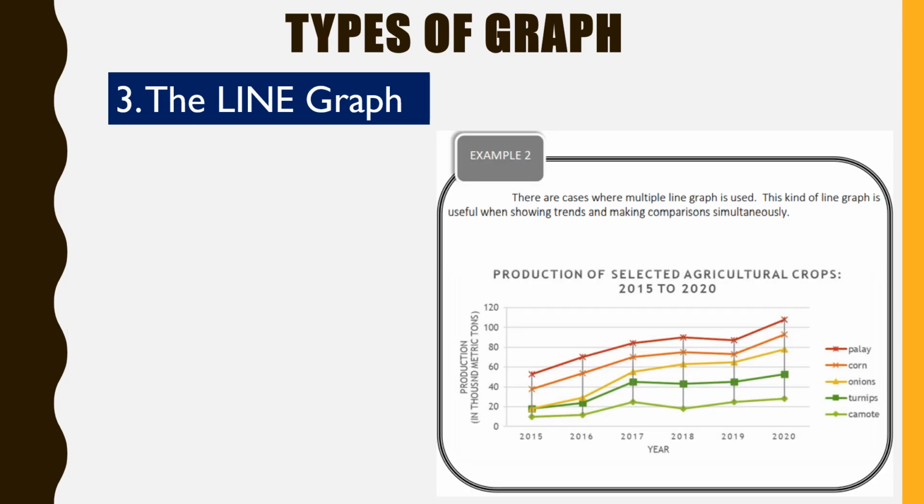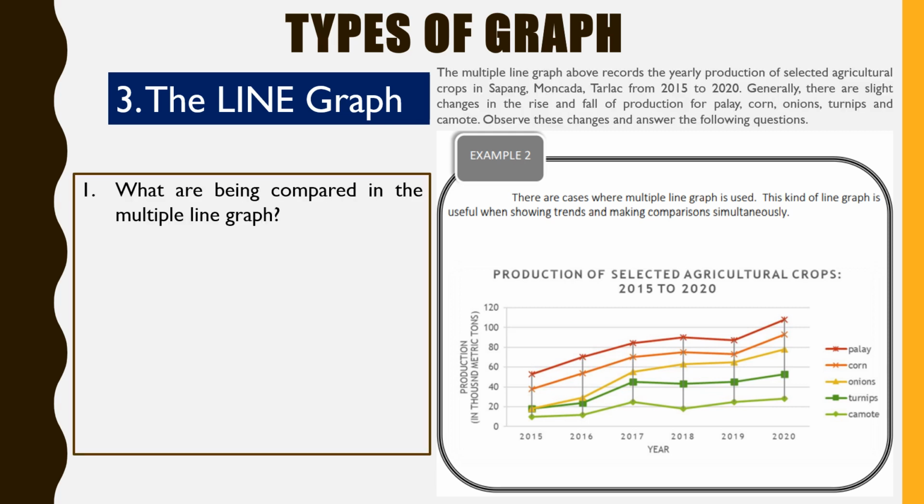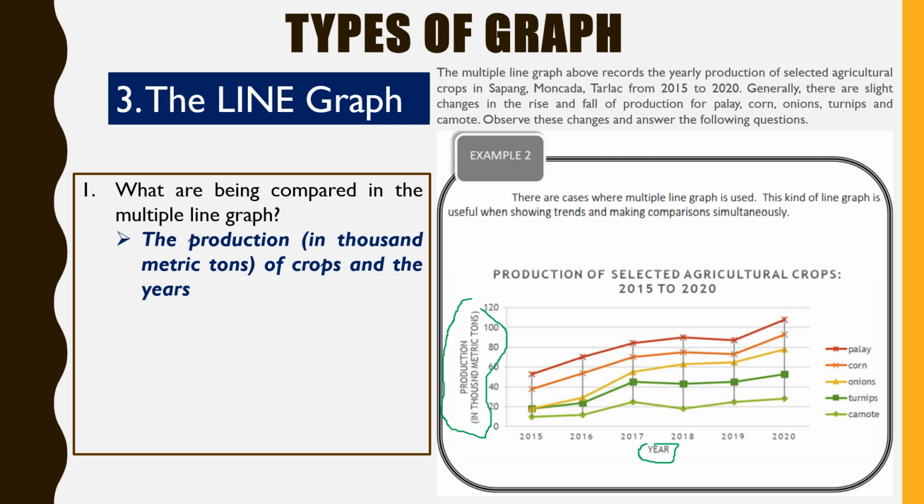Here is example number 2. Once again, let us analyze that as we answer the questions. Number 1, what are being compared in the multiple line graph? For the x-axis or horizontal axis, we have the year, and then for the y-axis or vertical axis, we have the production in 1,000 metric tons. So those are the two variables we are considering in this graph.